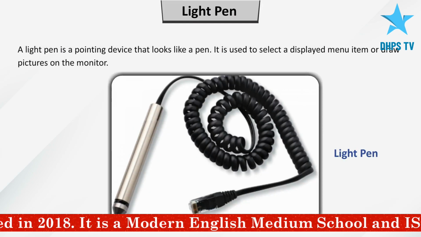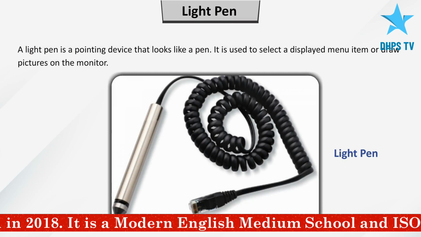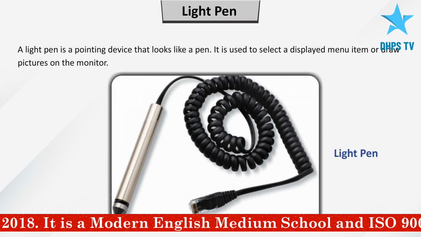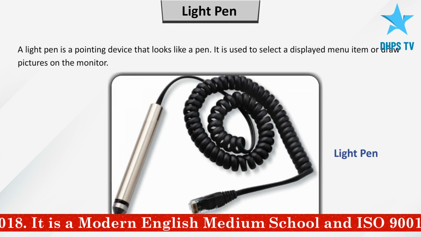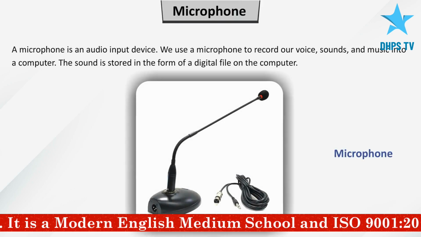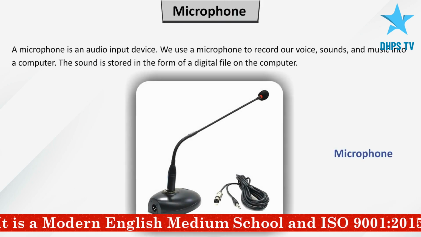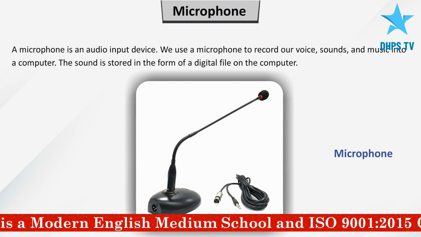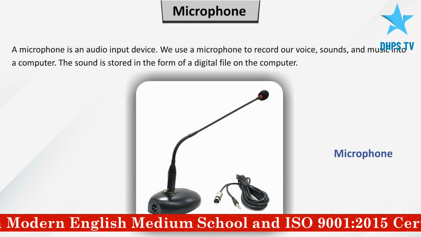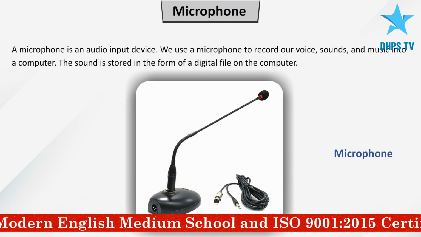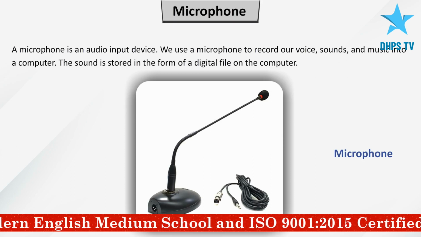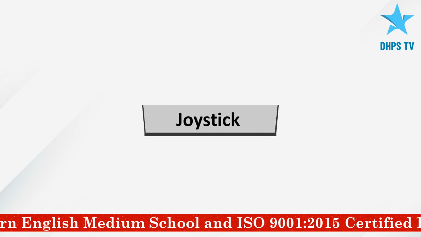Light pen. A light pen is a pointing device that looks like a pen. It is used to select a displayed menu item or draw pictures on the monitor. Microphone. A microphone is an audio input device. We use a microphone to record our voice, sounds, and music into a computer. The sound is stored in the form of a digital file on the computer.